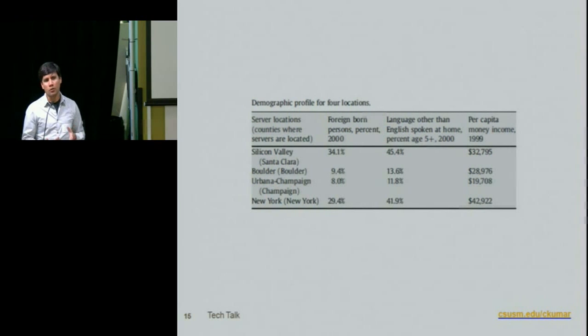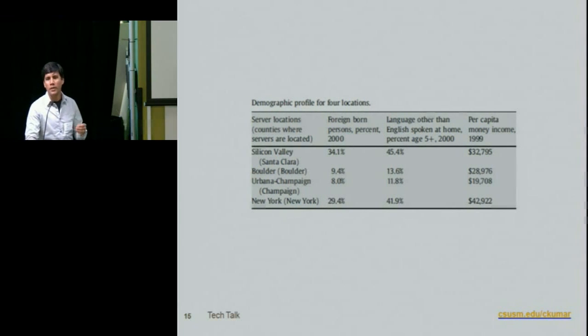Beyond that, we were thinking, what could be some of the other factors? So we pulled out the per capita income at those 4 locations. Again, you see some differences. For example, Silicon Valley is almost 33,000, New York is almost 43,000, and Boulder and Urbana-Champaign are lower at almost 29,000 and about 20,000 respectively. However, the differences here are not that significant, so we didn't want to push our luck and say that this might also be causing it.